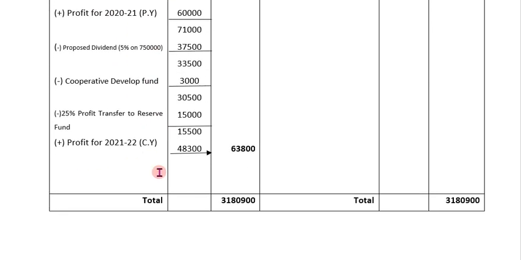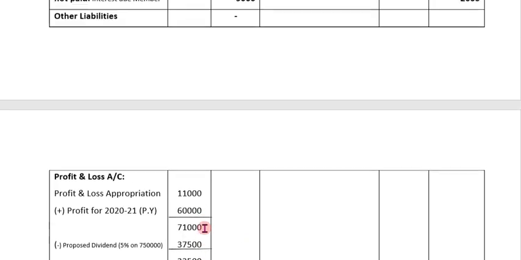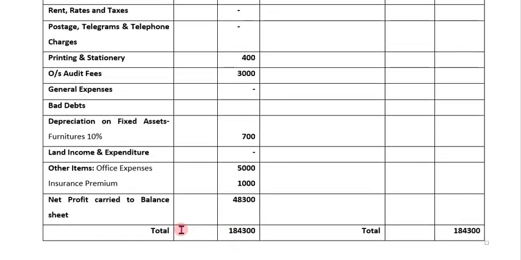So this 48,300 we have to transfer to the balance sheet under the heading profit and loss account. In this, add profit for 2021-2022. This profit is the current year profit. So 48,300 is the current year profit. So 15,500 plus 48,300, total is 63,800. Now close the balance sheet. So the profit and loss account we have closed. Both the debit side, expenditure side, as well as the income side are the same.